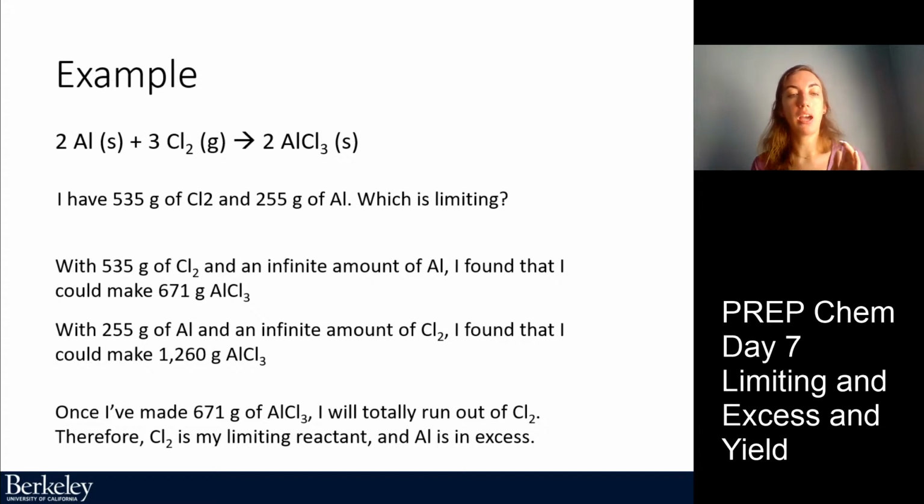So once I've gotten to that point, I've totally run out of Cl2, and I will still have aluminum left over, because if aluminum was my limiting reactant, I could have made 1,260 grams of AlCl3. So what that means is that Cl2 is my limiting reactant and aluminum is in excess. I'm just going to pause for a little bit and see if anyone has questions on this.